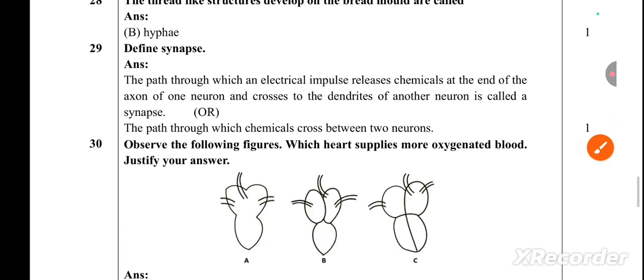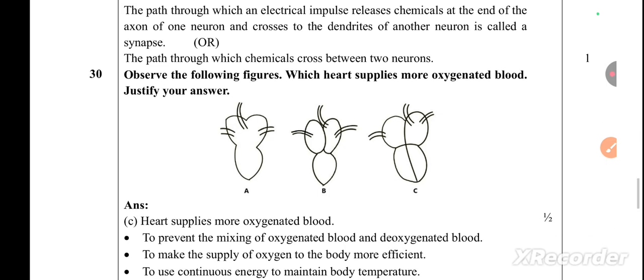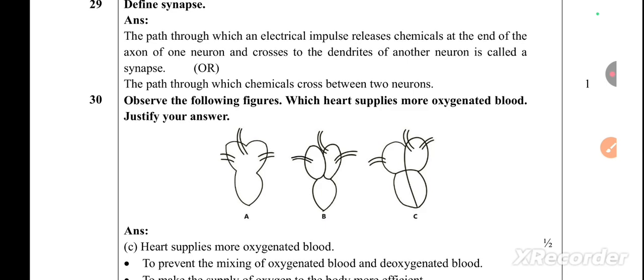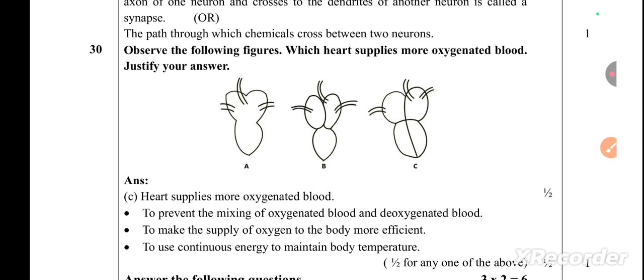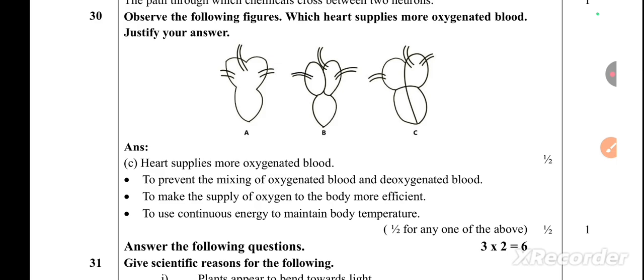Then question number 29, define synapse. The path through which an electrical impulse releases chemicals at the end of the axon of one neuron to cross to the dendrite of another neuron is called a synapse. Whatever gap is present between the axon and dendrite, that's a synapse. The path through which chemicals cross between two neurons is also called a synapse.